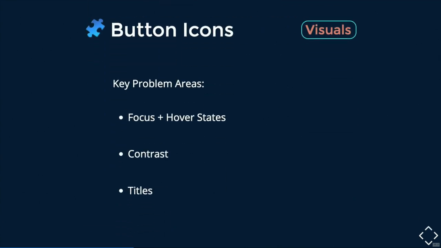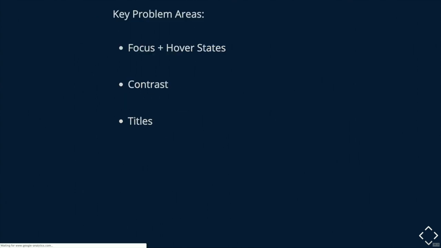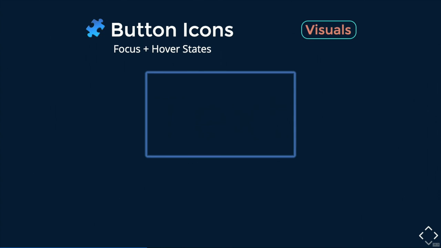When we talk about button icons, there are kind of three problem areas that we can easily address at the component level. The focus and hover states, the contrast, and titles on the buttons. So who's familiar with this beautiful blue outline? Everyone kind of know what that is? Yeah, this is like browser defaults focus ring around a focusable element.